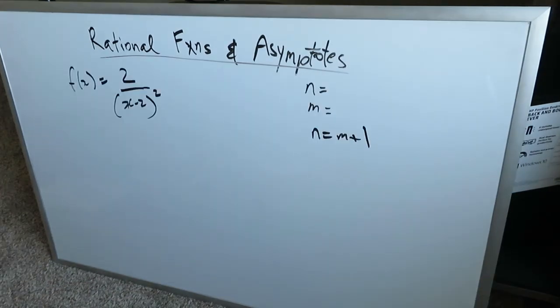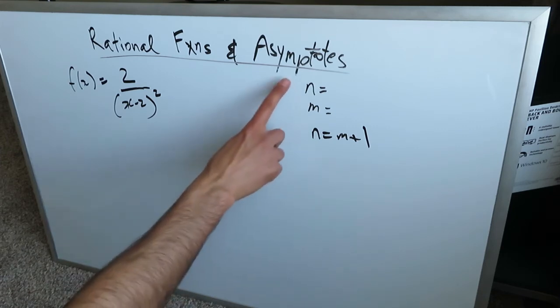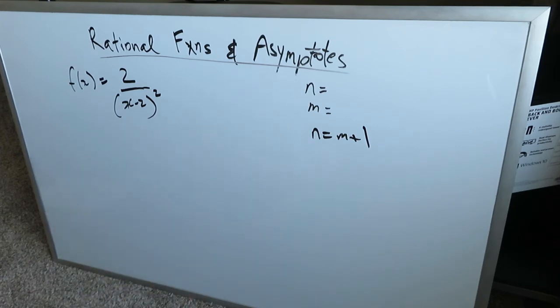Let's look at this example. f of x is equal to 2 divided by (x minus 2) whole squared. Again, a rational function. I'm going to start this time a little slightly different. I'm going to determine the n and the m values first. Remember, n is the highest order of the numerator, m is the highest order of the polynomial on the denominator.